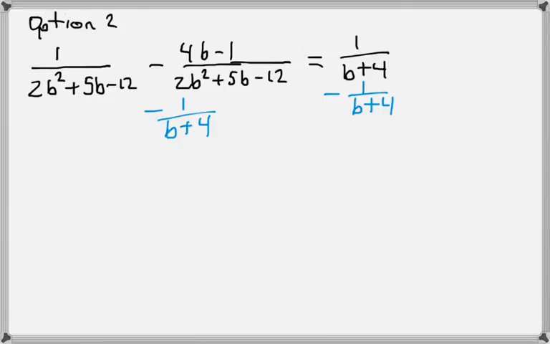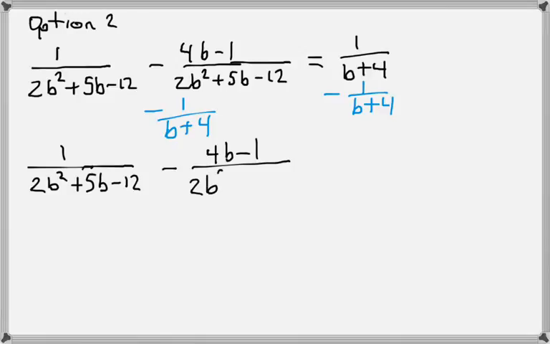So on the right, we now have 1 over 2b squared plus 5b minus 12, minus 4b minus 1 over 2b squared plus 5b minus 12, minus 1 over b plus 4. All of this is equal to 0. Now we need to go ahead and factor so that we can get a common denominator. In order to combine fractions using subtraction, we need a common denominator.